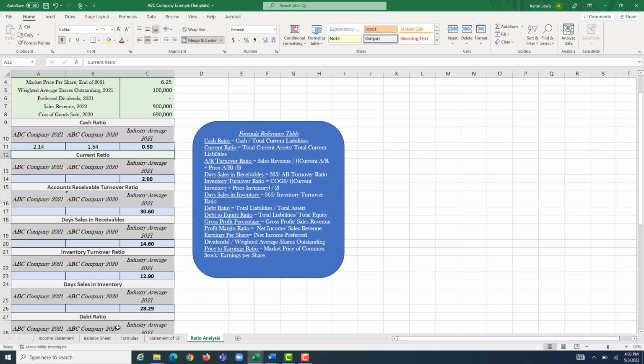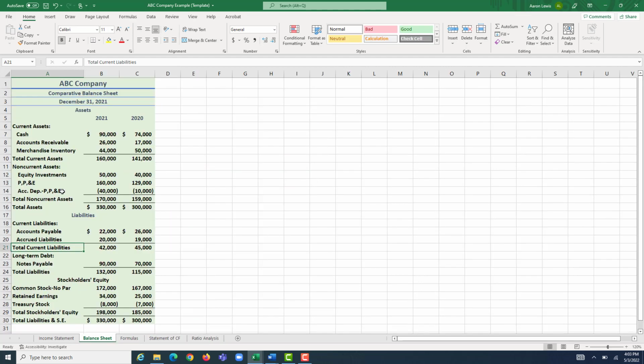Current ratio is another measure of liquidity, and this time it's total current assets divided by total current liabilities. Let's take a brief detour to our balance sheet and see what other current assets we have besides cash. We have accounts receivable, we have merchandise inventory. So what this ratio is measuring is if we had a little bit of time to collect all our receivables and sell all of our inventory and collect all of the cash that comes from those sales and those receivables, how many times could we pay off our current liabilities with the cash we would have from liquidating our current assets?